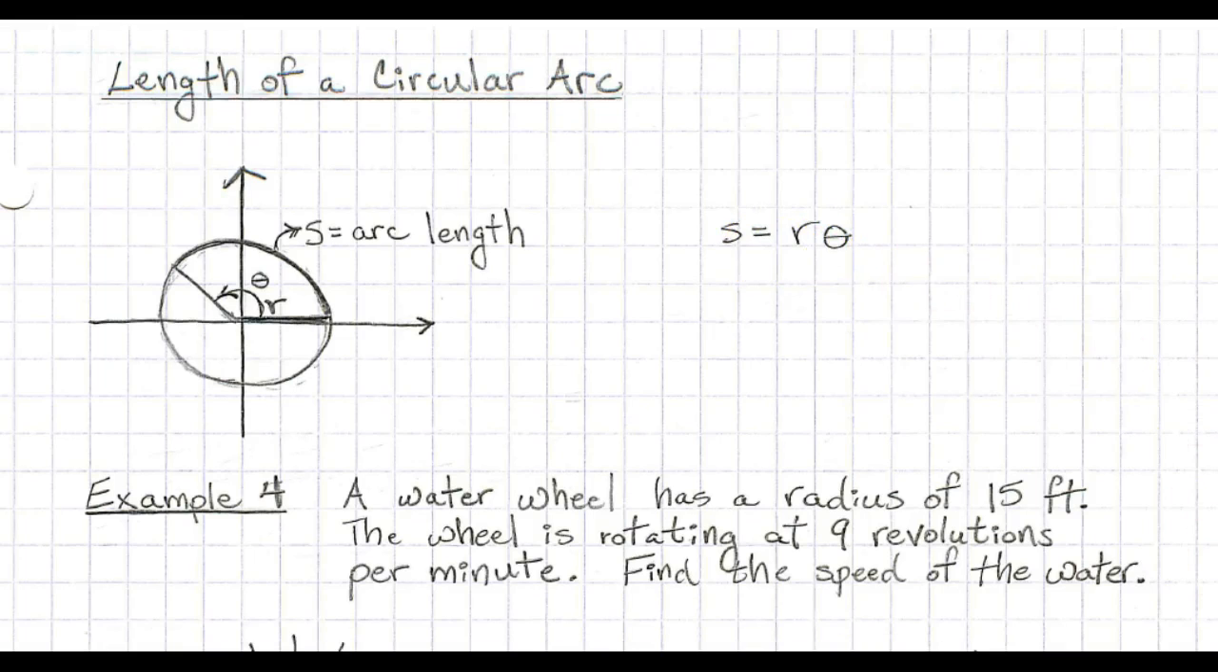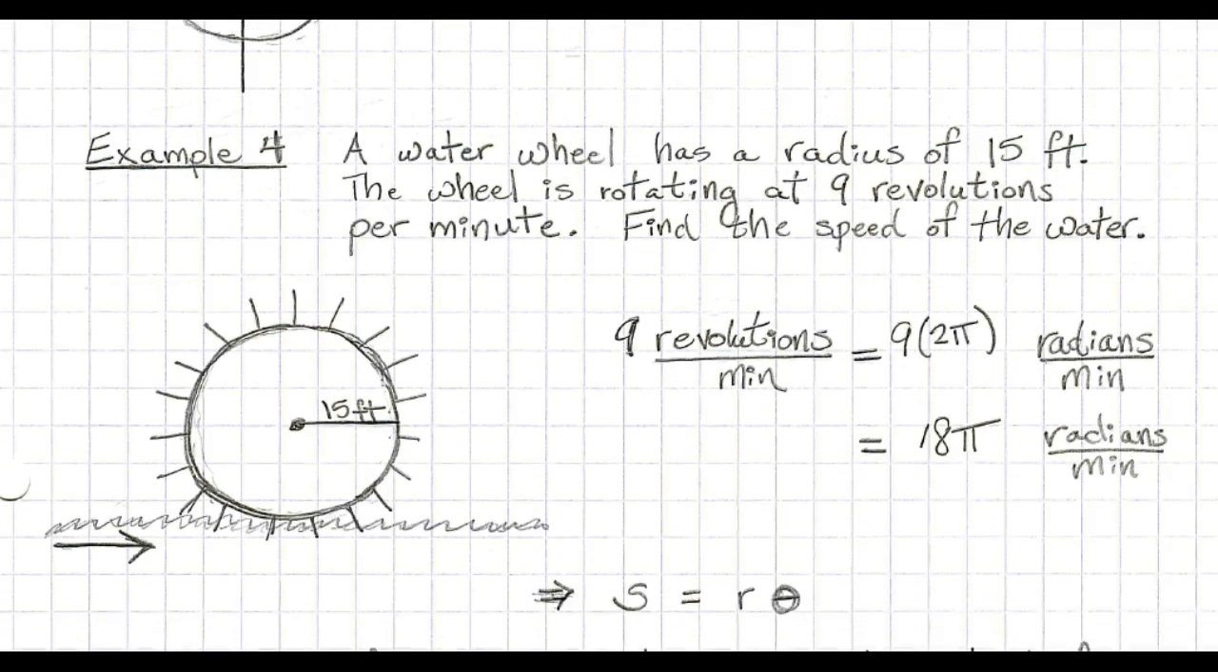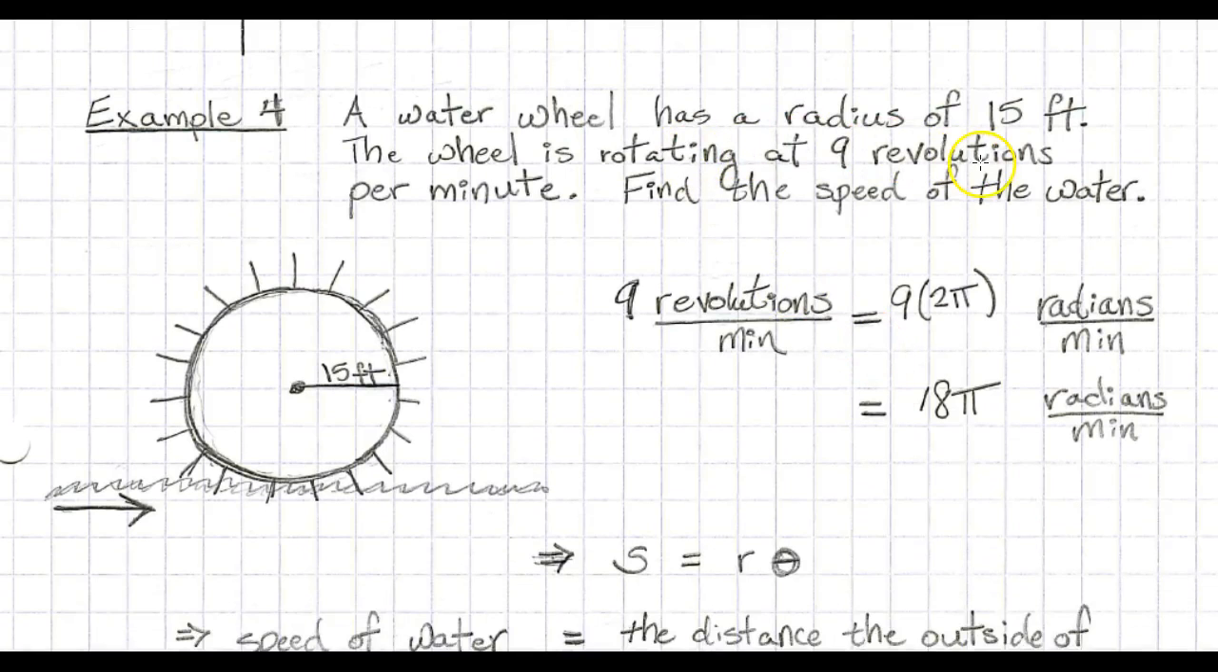So in our fourth example, in section 4.1, we have a water wheel that has a radius of 15 feet. This is my horrible picture of a water wheel. We've got the water pushing the wheel along. The wheel is rotating at 9 revolutions per minute. Find the speed of the water. First of all, I want to change revolutions per minute into radians per minute. So again, every time I see the word revolutions, I substitute 2 pi. So 9 revolutions per minute is 9 times 2 pi, or 18 pi radians per minute.